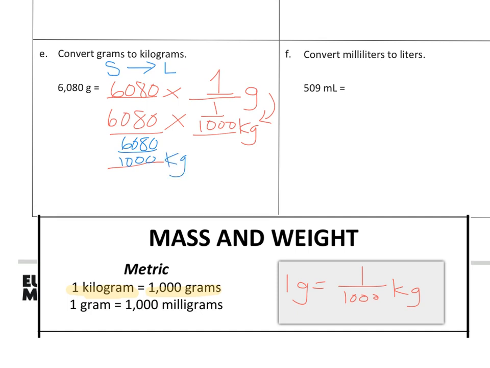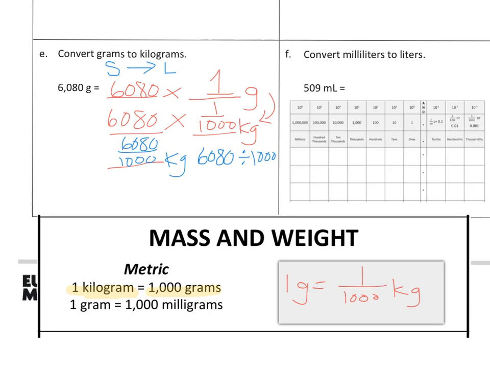But we're going to go ahead and show that we can actually divide, because that fraction bar means division, 6,080 divided by, write the division sign, by 1,000. So I'm going to quickly pull up the place value chart. I'm going to write 6,080 on the place value chart.